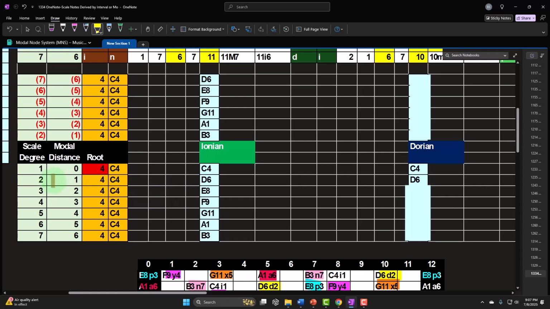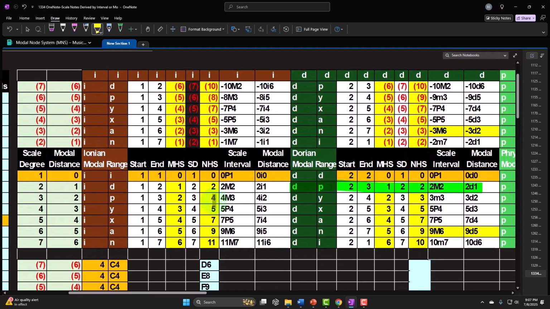So we got one modal half step up, which would be the second scale degree. If we go one modal half step up from the Dorian, then we're going to land on the Phrygian. Why? Because the Dorian is the 2, and then we're going to go up to the 3. It'd be a 2-3 modal range, one modal half step up, which would be the second scale degree, which would be a note half step of 2.